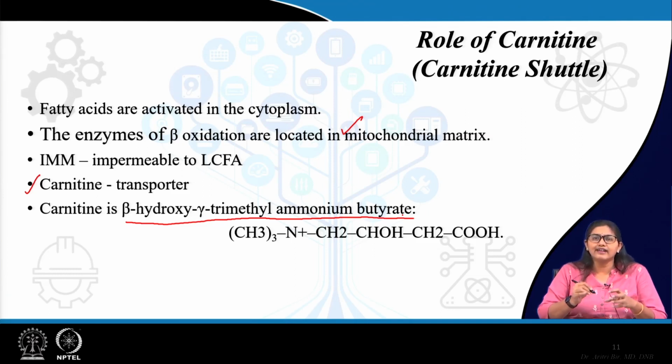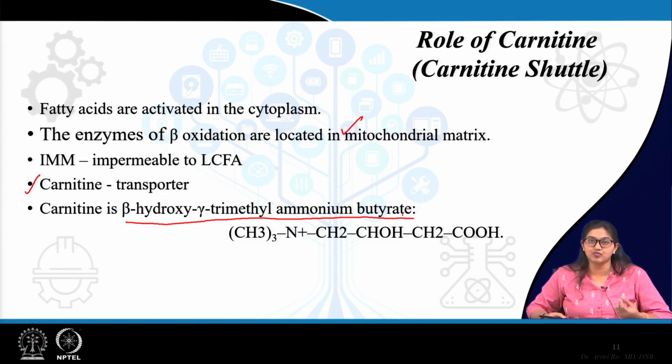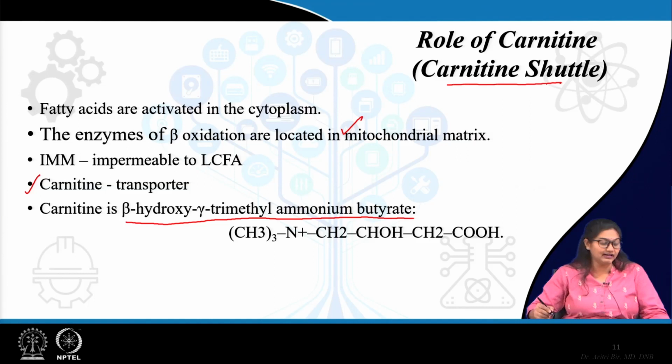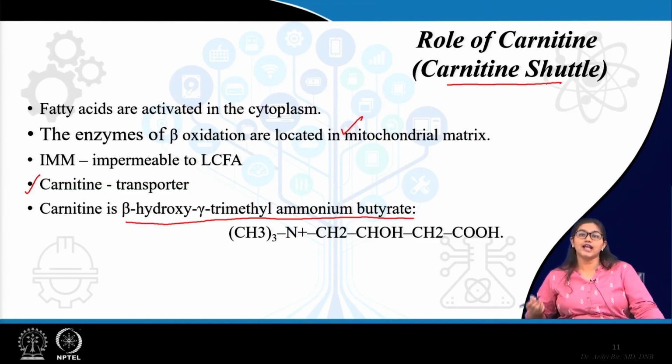Remember, those fatty acids whose chain length is 12 carbon or shorter can diffuse through the mitochondrial membrane and enter the mitochondrial matrix. But long chain fatty acids are not freely permeable. So, they need a carnitine transporter, and that transport mechanism is known as the carnitine shuttle. Now, let us see how the carnitine shuttle actually occurs.